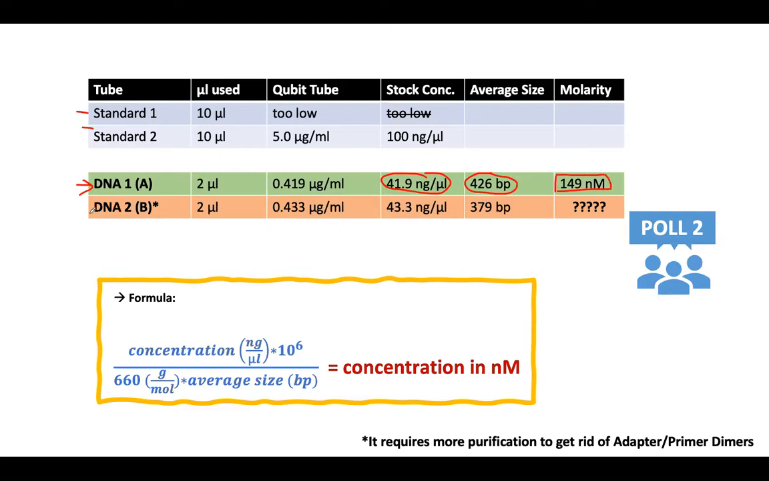I'm just giving you a couple of minutes. You can try to calculate the molarity of DNA sample 2, or B, based on these values, and then write down the answer in the chat, please. You can use this formula right here to calculate the molarity. I just want to make sure you understand how to do this. I'm going to give you a couple of minutes.